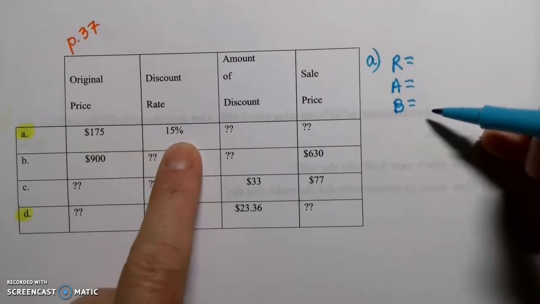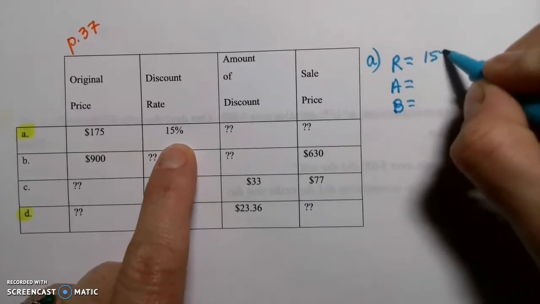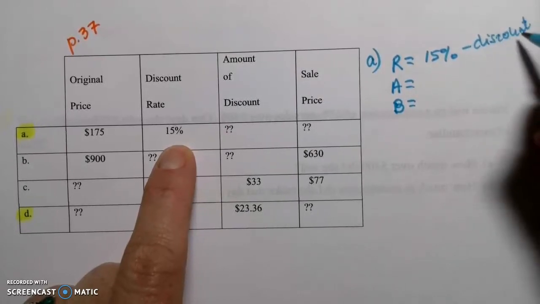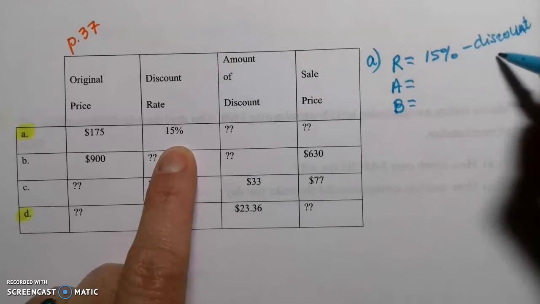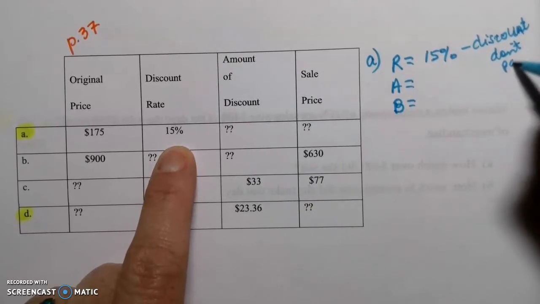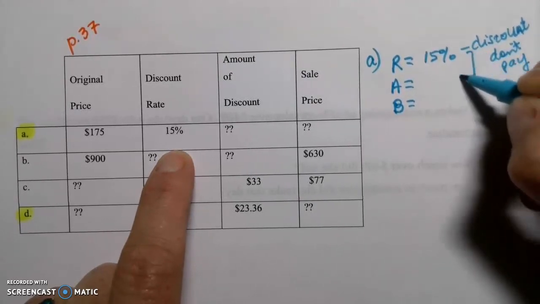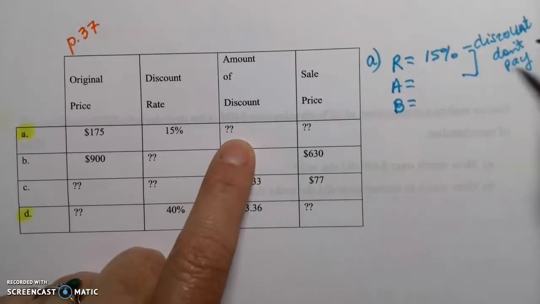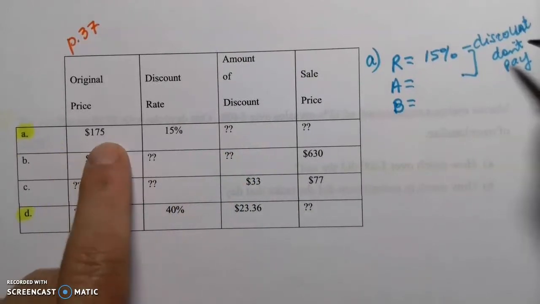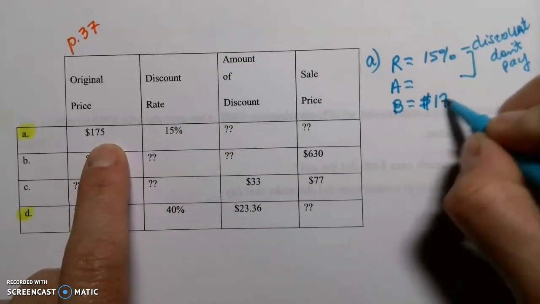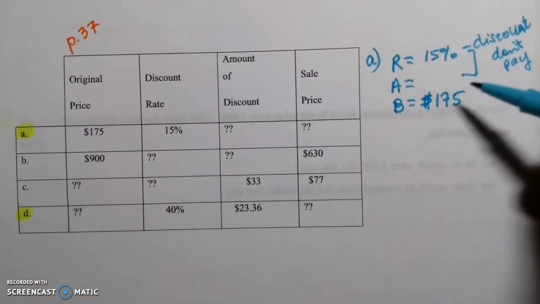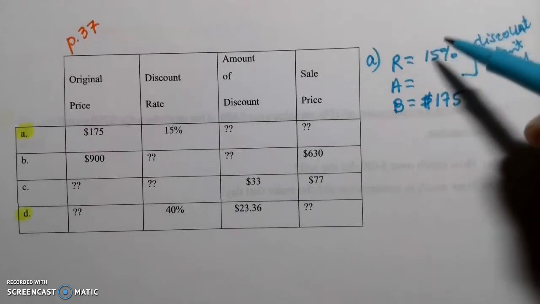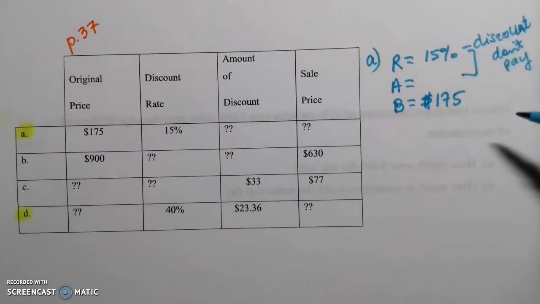So the rate we are given is 15%. Now that's the discount rate. So that's the part that we don't pay. So we need to figure out, when we figure out the amount, that's got to be talking about the same thing. So we don't know what that is. That's what we have to look for. And we do have the original price, which will be our base. So we're going to be looking for A, and A is going to be the amount of money that we don't pay in dollars, because 15% is the amount of money that we don't pay as a percent.